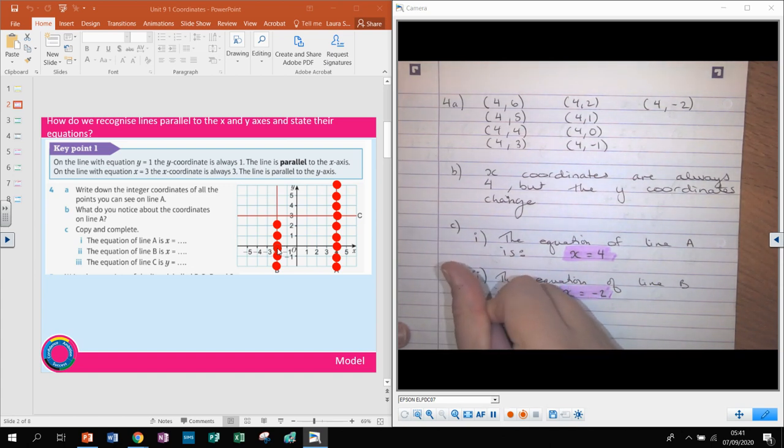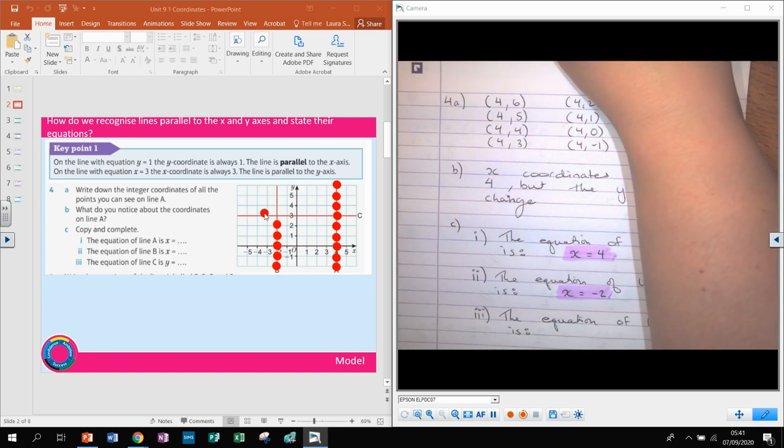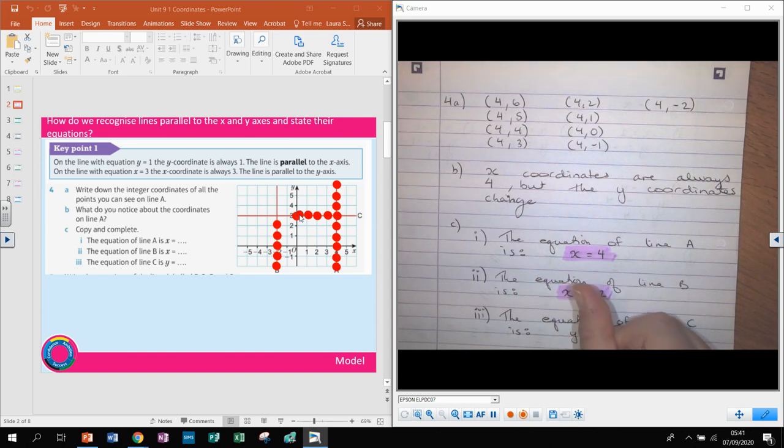And part 3, we would have the equation of line C is, well, we notice that for line C, we are now horizontal. So it's not going to be x equals something. It will be y equals something like they said, but we need to find out what that value is. Well, if we look, y is always equal to 3 as we go along. Okay, because there's the 3. So our answer would be y equals 3. Final answer.